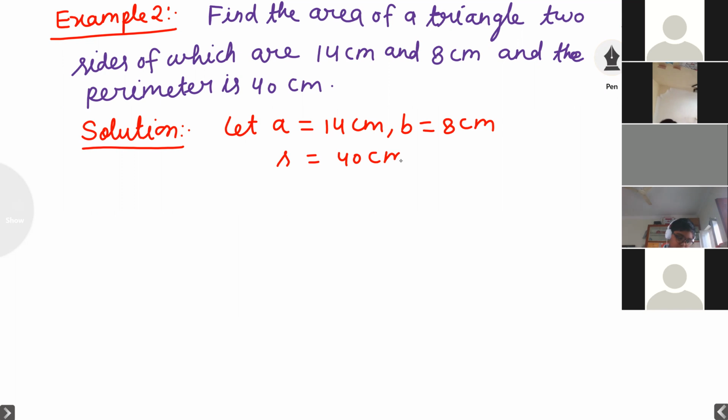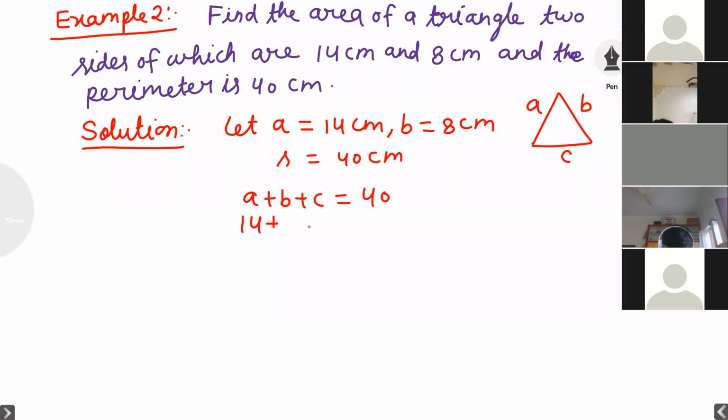Now we know already, perimeter means one triangle is there. Suppose this is one triangle, sides are A, B, C. What is perimeter? A plus B plus C. A plus B plus C is equal to what he has already given, 40. Now A is 14, B is 8, C I want to find out first, is equal to 40.